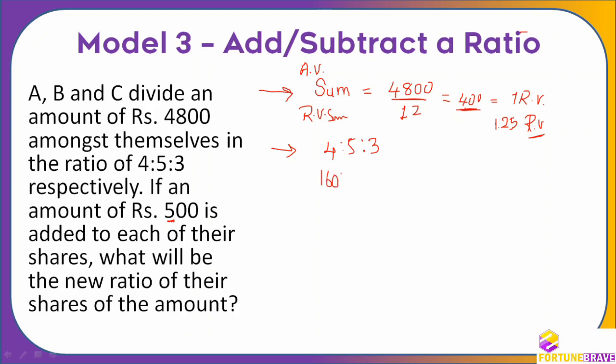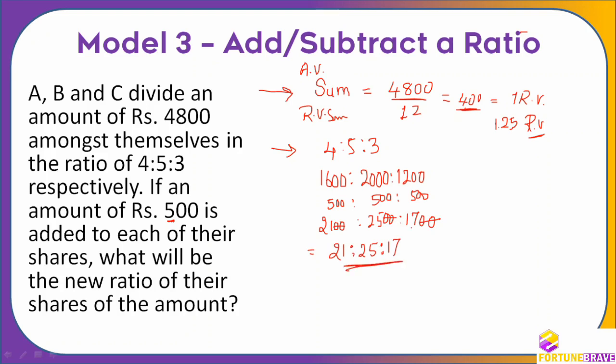So I'll get 1600, and then 5 into 400 is equal to 2000, and 3 into 400 is equal to 1200. I will add 500, 500 and 500. So what I'll get is 2100 is to 2500 is to 1700. I'll remove these zeros, and what I'll get is 21 is to 25 is to 17. This is the answer.